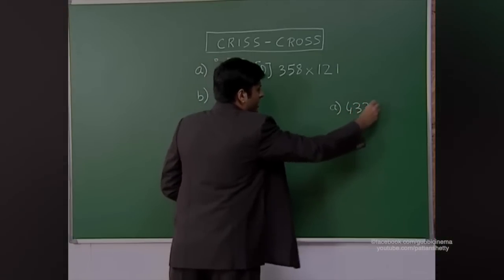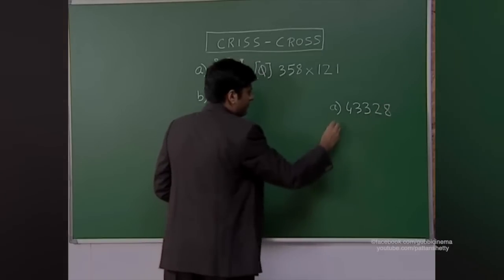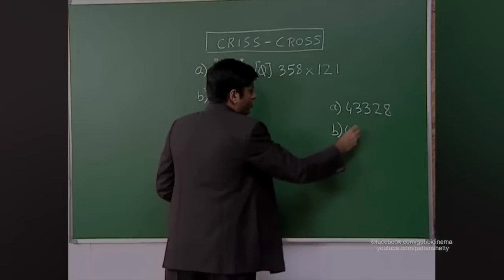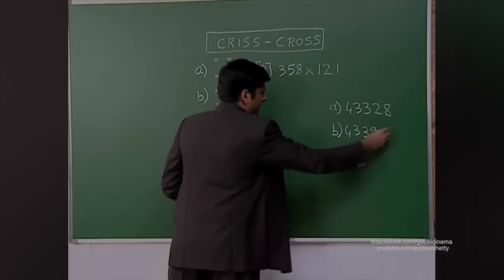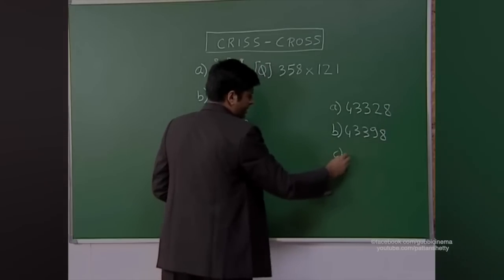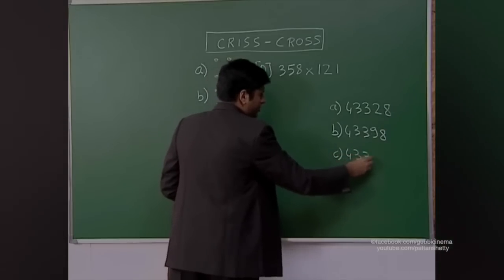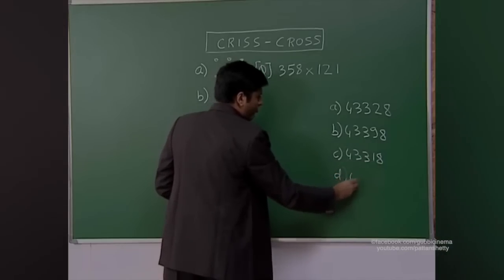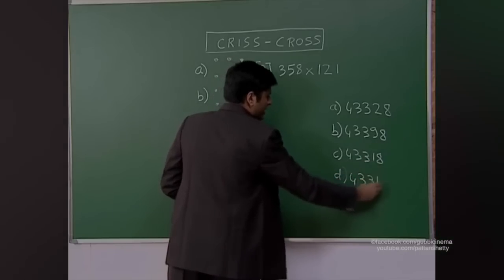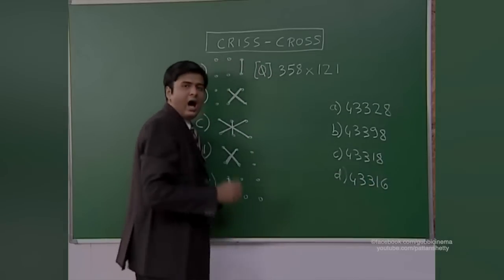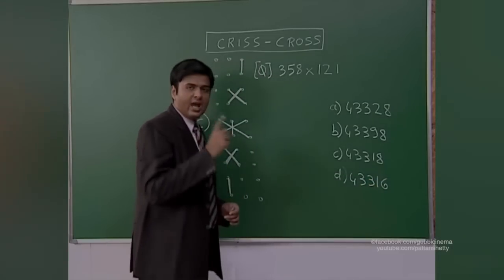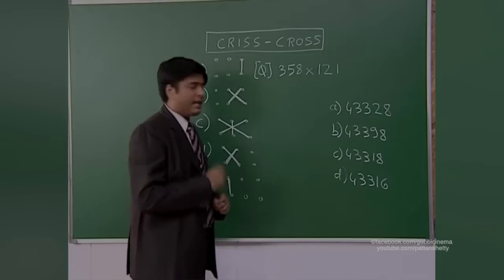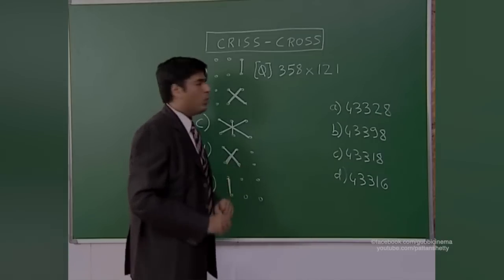A, 43328, B, 3398, C, 43318, and D, 43316. Out of these 4 choices, I must take any one as the correct answer. So let us see how we can do it.